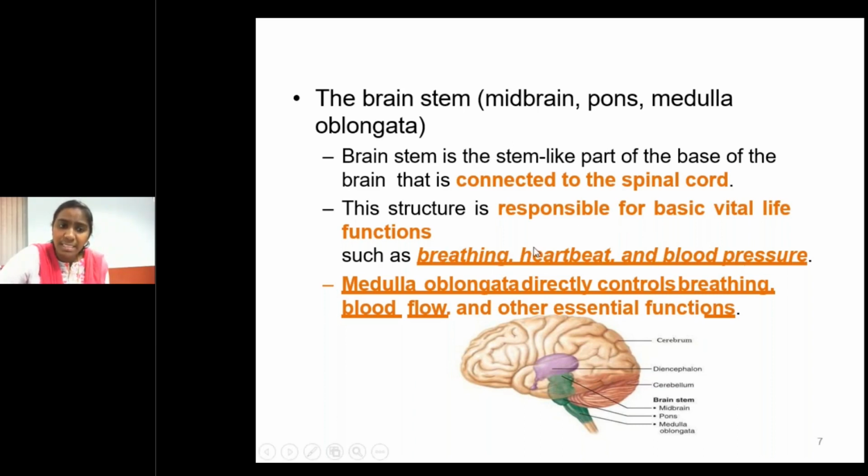Okay, all these things are connected with the brainstem. The medulla oblongata directly controls breathing, blood flow, and other essential functions.